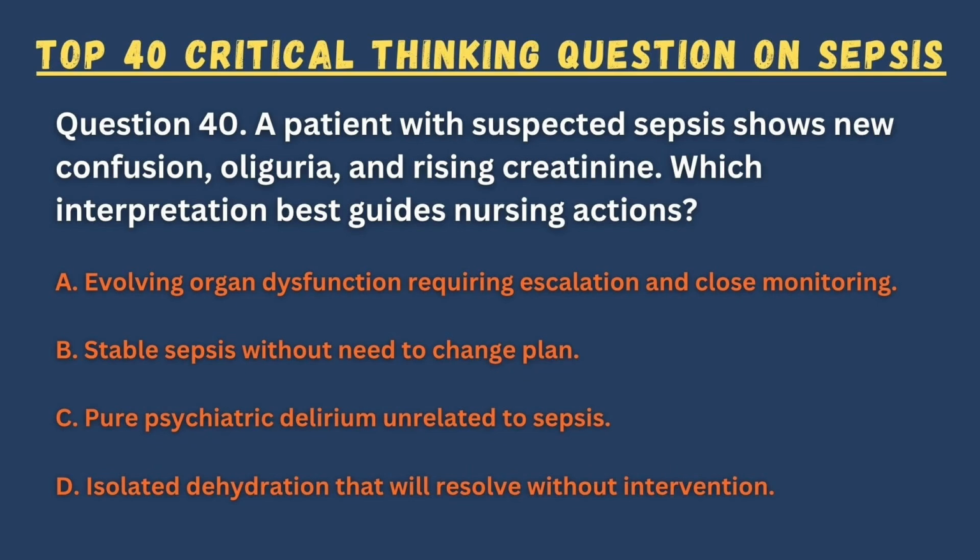Question 40. A patient with suspected sepsis shows new confusion, oliguria, and rising creatinine. Which interpretation best guides nursing actions? A. Evolving organ dysfunction requiring escalation and close monitoring. B. Stable sepsis without need to change plan. C. Pure psychiatric delirium unrelated to sepsis. D. Isolated dehydration that will resolve without intervention.